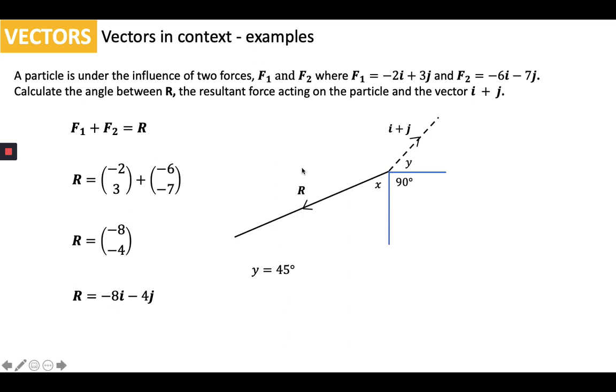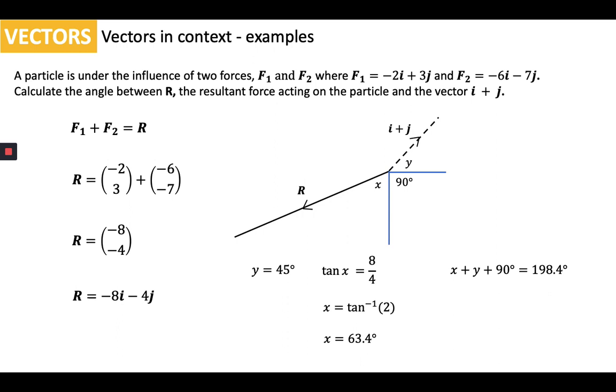And now my challenge is to find x. So I've got x where the opposite is 8 and the adjacent is 4. So the tan of x is 8 over 4. The inverse tangent of 2 will give me x, and that gives me 63.4 degrees. Okay? So I've got x and I've got y. To find this total angle, all I need to do is add them together, 198.4 degrees.